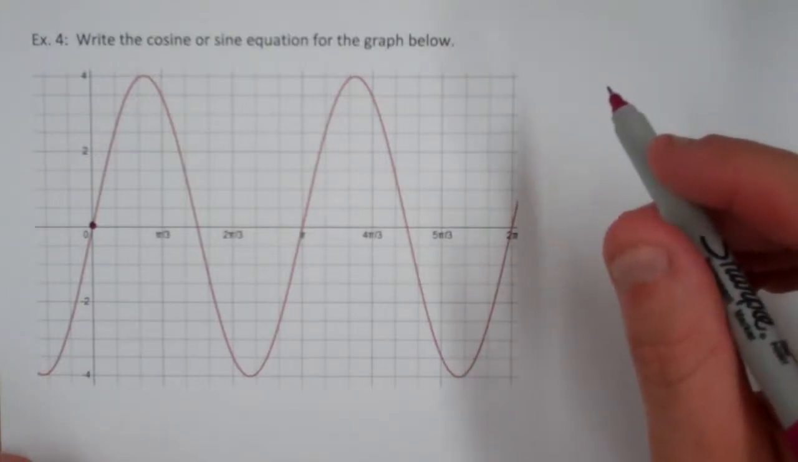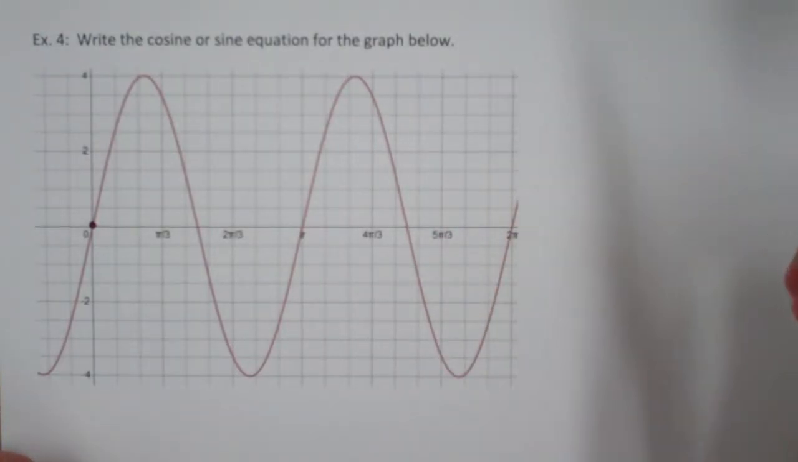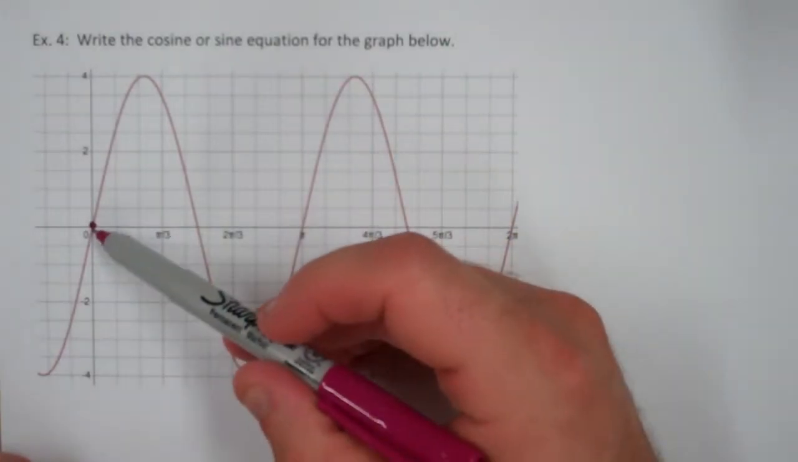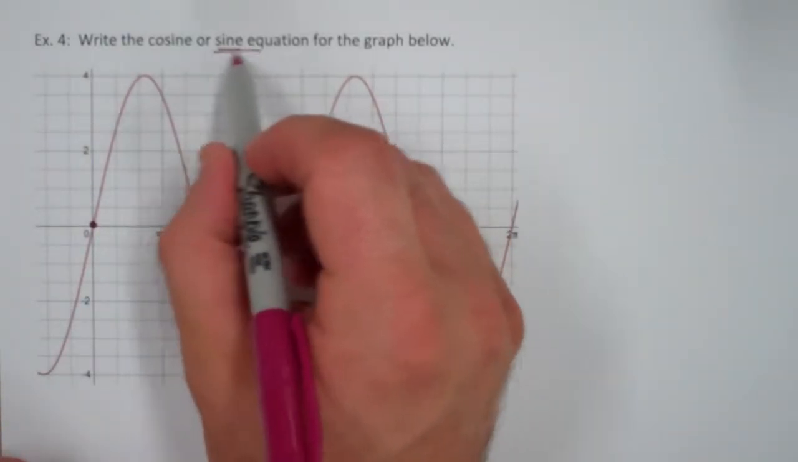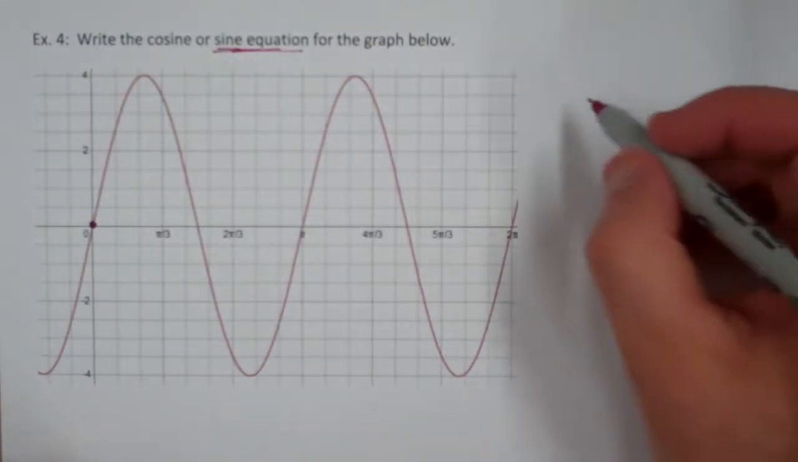However, since we're just beginning this unit and in this learning target we haven't really learned about phase shifts yet, you'll learn about that in a later learning target. We're going to look at this point right here and it's at 0, 0. So right away I'm thinking probably a sine equation is going to be the easiest.